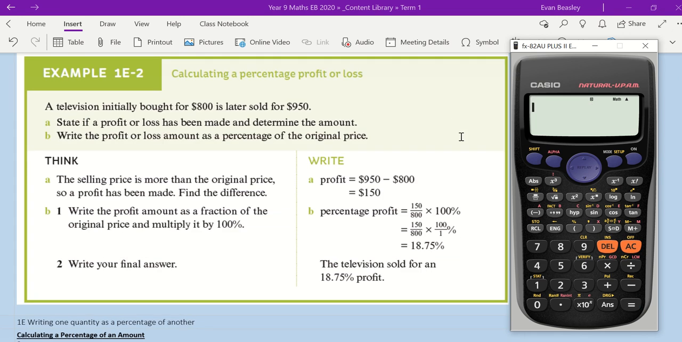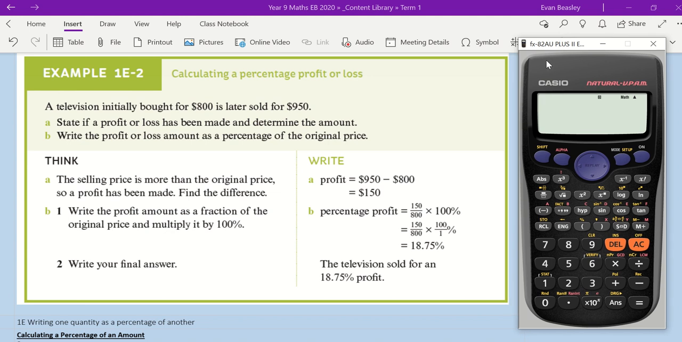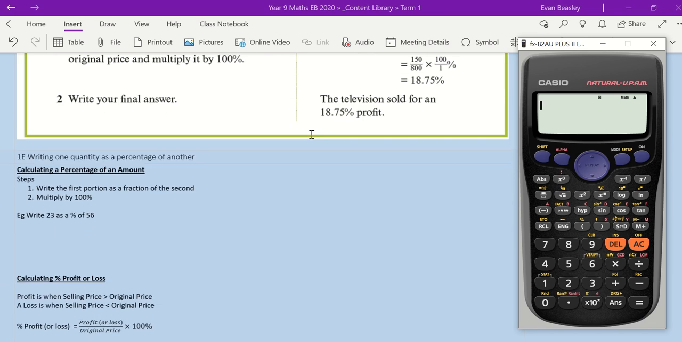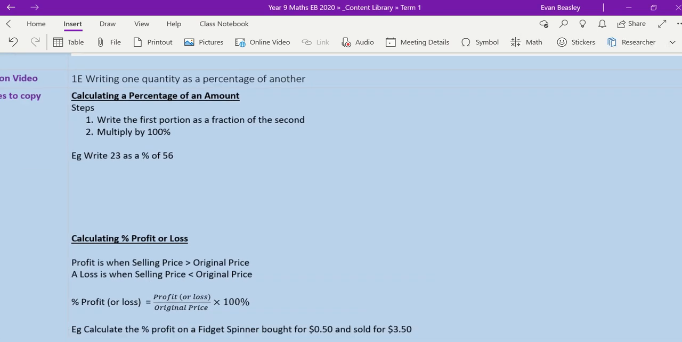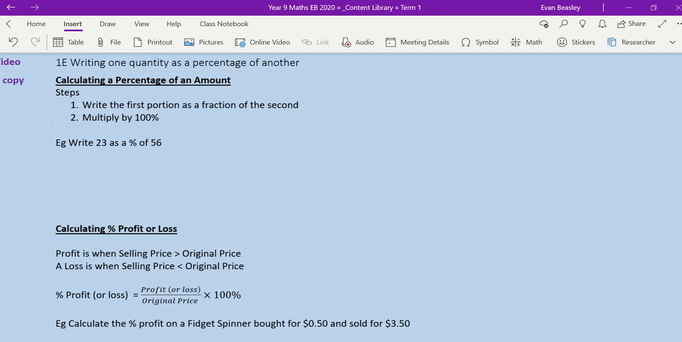Now, if we're looking at profit and loss, remember a profit is when you make money. So if you buy something cheaper and sell it for more, that's a profit. And if you buy something and sell it for less, you've lost money, and no business can really sustain that. Okay, so I might just go for an example down here rather than look at that one. We'll do this one first, then we'll have a look at the profit or loss as a percentage.